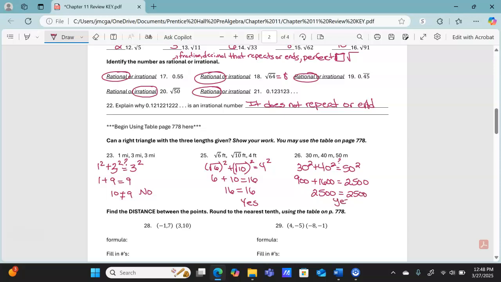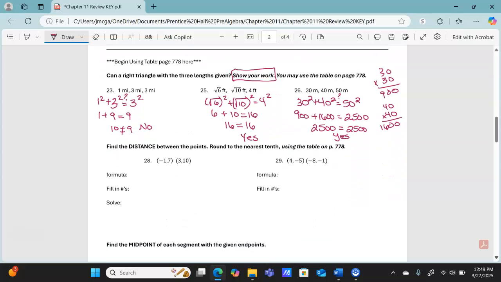So yes. So on this, you did have to show your work. You had to prove yes or no. And the 30 squared, how I got that, 2 placeholder zeros, 3 times 3 is 9. I didn't use the table. 40 squared, 2 placeholder zeros, 4 times 4 is 16. 50 squared, the same thing. 2 placeholder zeros and 5 times 5 is 25. So that's the longhand on that.